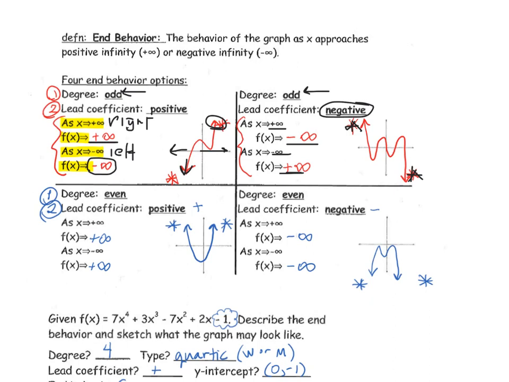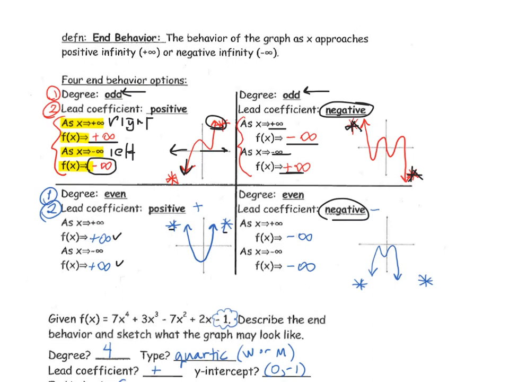Now, if a degree is even, think of a parabola. We did a lot of work graphing parabolas in chapter 4, and the arrows always went in the same direction. Either both pointed up or both pointed down. And it just, again, depends on if your lead coefficient is positive or negative. So notice if the lead coefficient is positive, both the arrows end up at the top of the graph. So no matter if x goes to the right or to the left, both of your arrows point up towards positive infinity. In the alternative, if the lead coefficient is negative, then both your arrows point down.